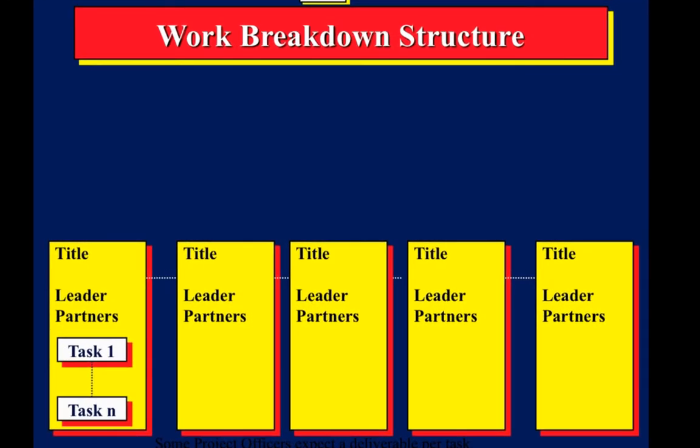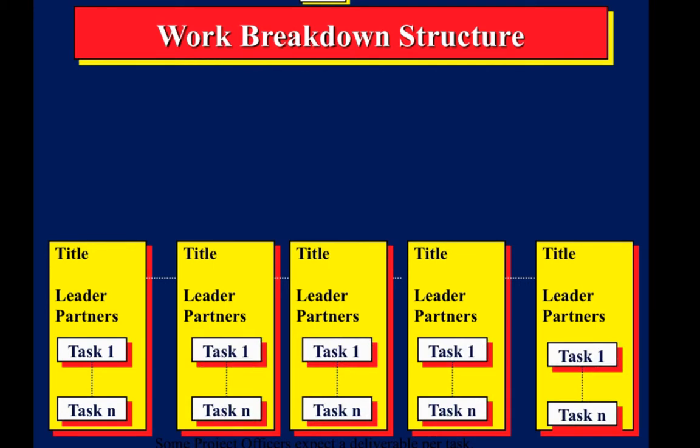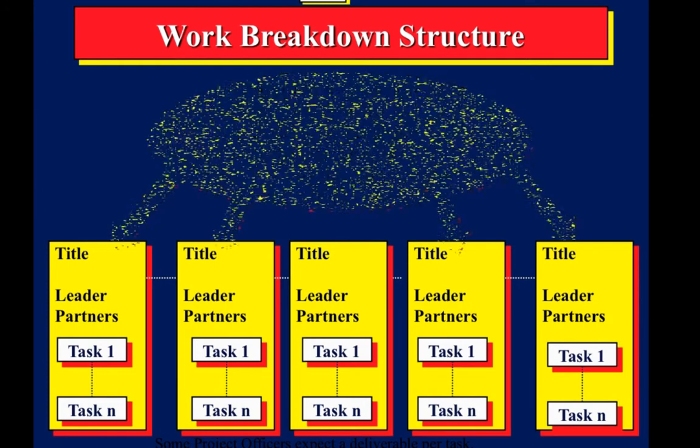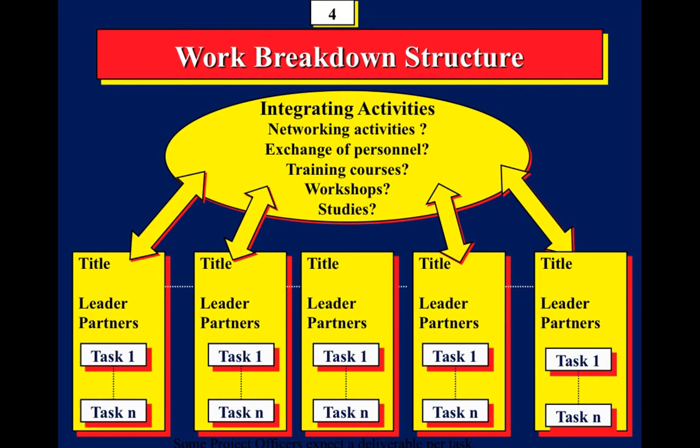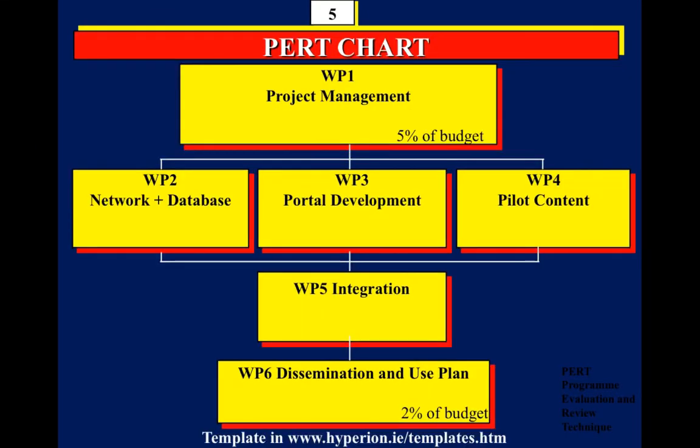Now, normally what we do then is we divide the work packages into subtasks, and these can be listed. And in a normal running of a project, this is what you would have to do anyway. Now, European projects are different in that people are located in different countries. So in a European project, you also have to build in what I call integrating activities. Now, these could be networking, training courses, staff exchanges, and so on. So it's important to see what's the difference between a project that's done in-house and a project that's done at European level.